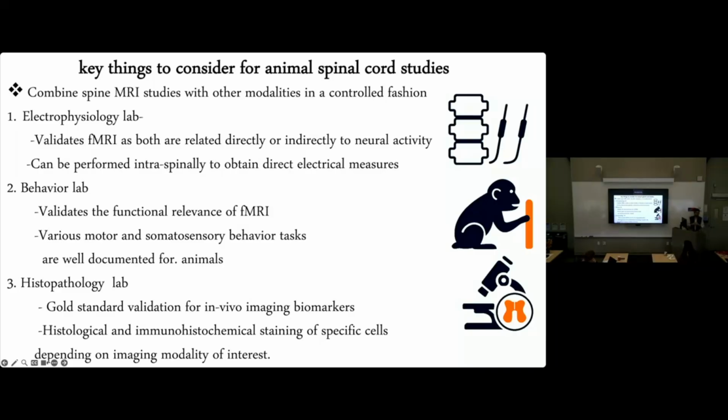One important thing is to use behavioral task related information alongside spinal cord fMRI, because it helps to validate the functional relevance of functional MRI measures, and we have a lot of motor and somatosensory behavioral task models already designed for animal models, which are very well documented. Also, coupling it with a histopathology lab, because histopathology finally gives you the gold standard validation for in vivo imaging biomarkers. So coupling it with the histopathology lab is a very ideal process. All these things you can do in animal studies much more easily.